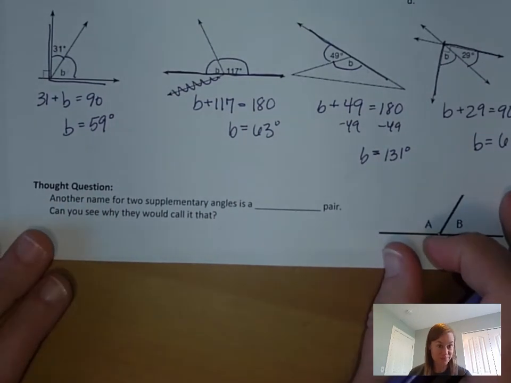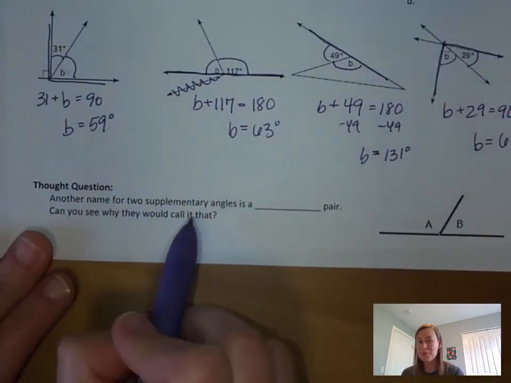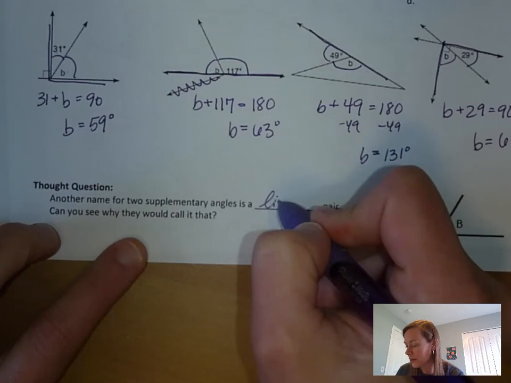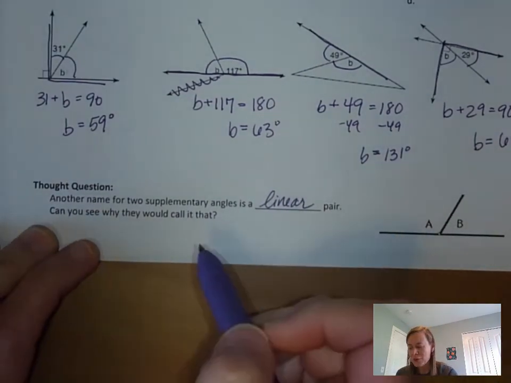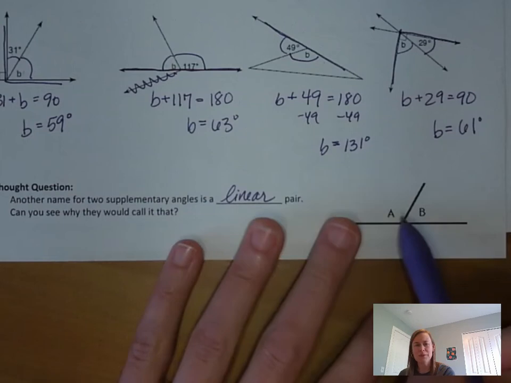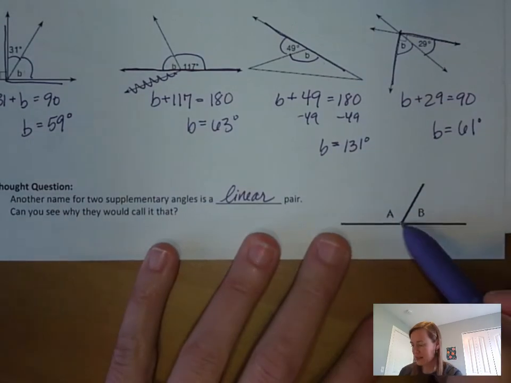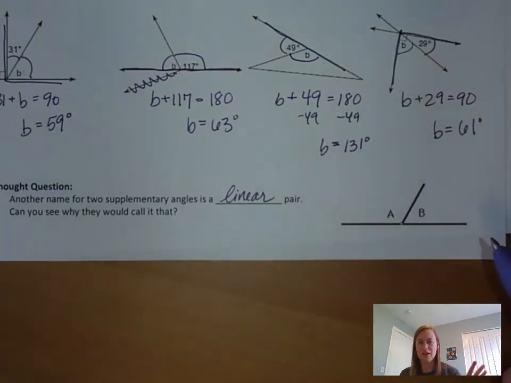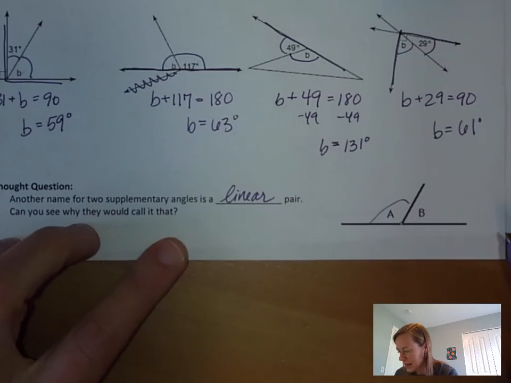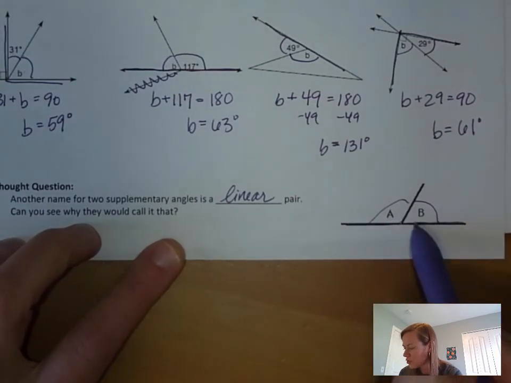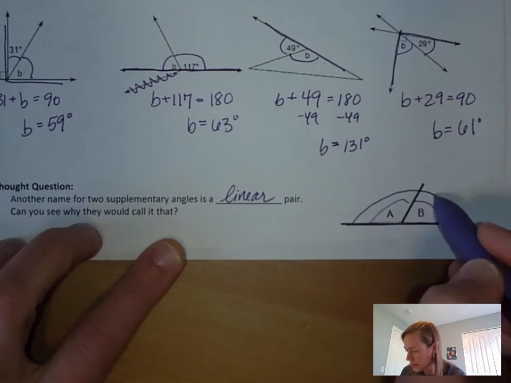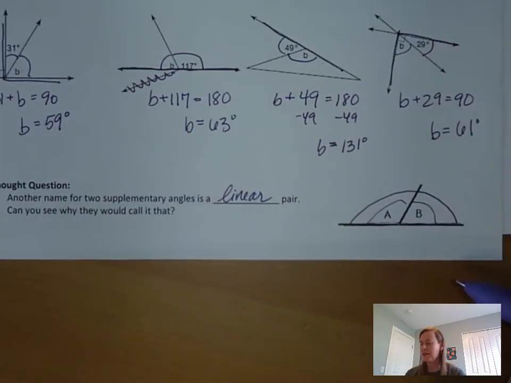So thought question. Another name for two supplementary angles is a linear pair. A linear pair. Can you see why they would call it that? And here's an example of a linear pair. And it's the same thing, again, as two supplementary angles. So this angle A plus this angle B come together to form a straight line. So this resulting angle is just a straight line. So why might you call it a linear pair?